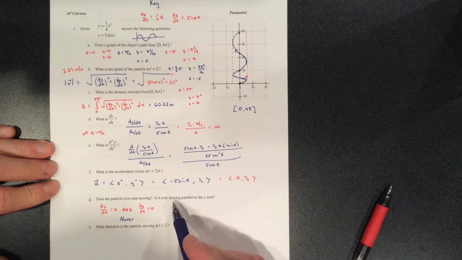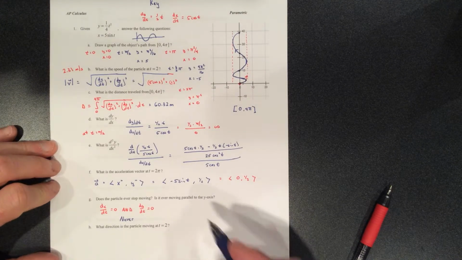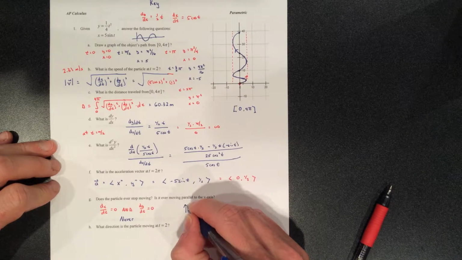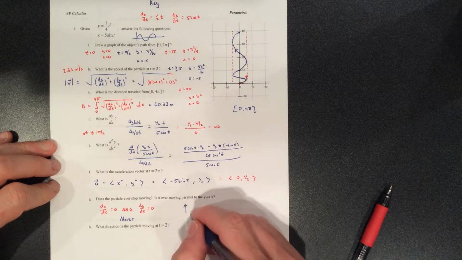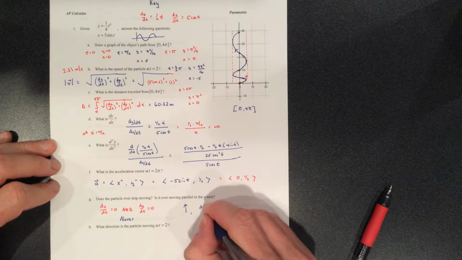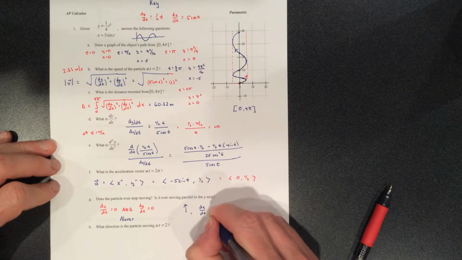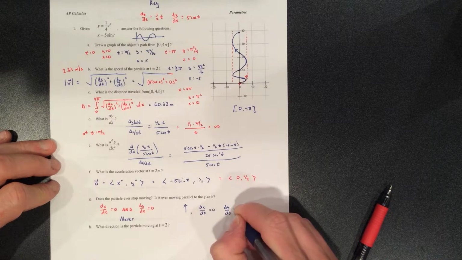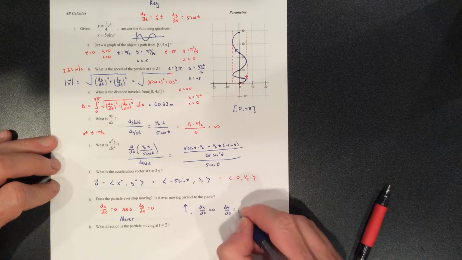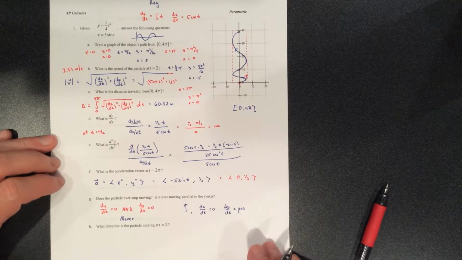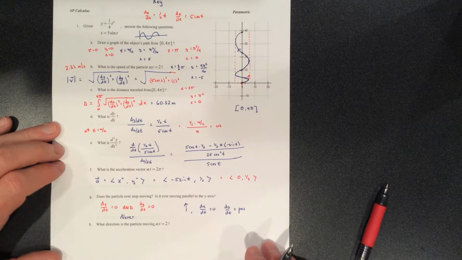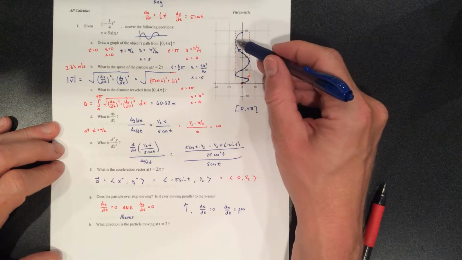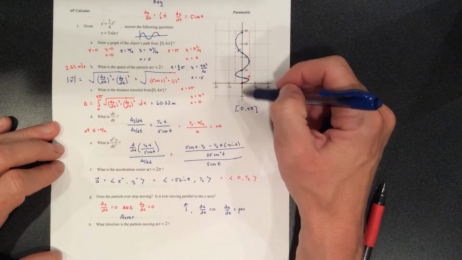Okay, is it ever moving parallel to the y-axis? Well, what does it mean to move parallel to the y-axis? Well, that would be moving in that direction. Well, what does that mean? Well, that means that dx/dt would need to be 0, and dy/dt, in this case, would need to be some positive number. So is that ever true? Well, yeah, we already found a bunch of those cases. Anytime dx/dt is 0, we're moving parallel to that.